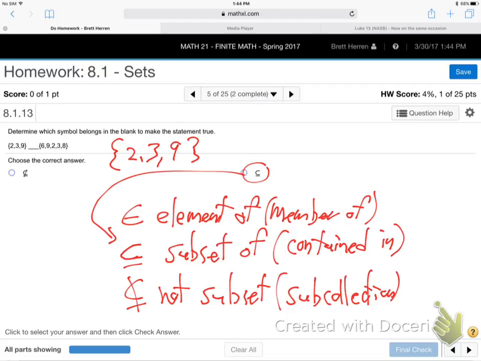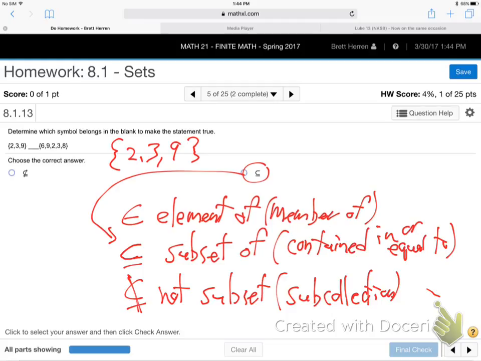Does that make sense? It's almost like less than or equal to, except it's contained in or equal to. Yeah, let me write it that way. That bar in the bottom does mean equal to. Contained in or equal to. That's what it means. And the other one means not contained in or equal to.